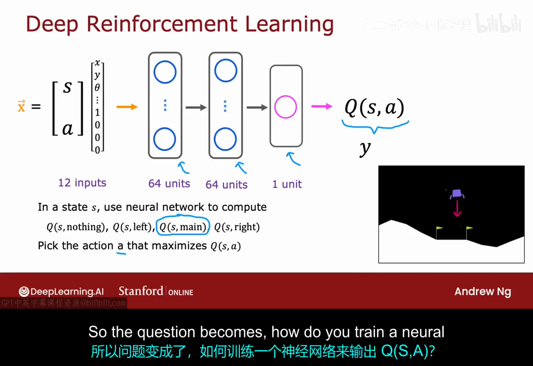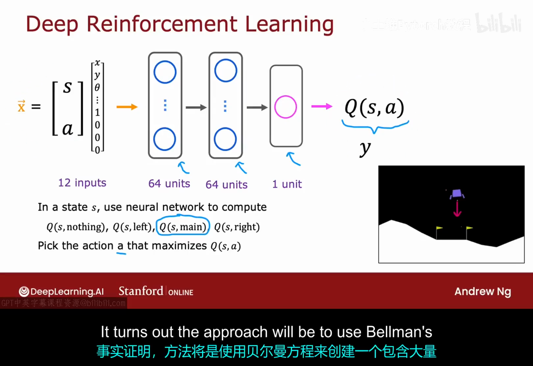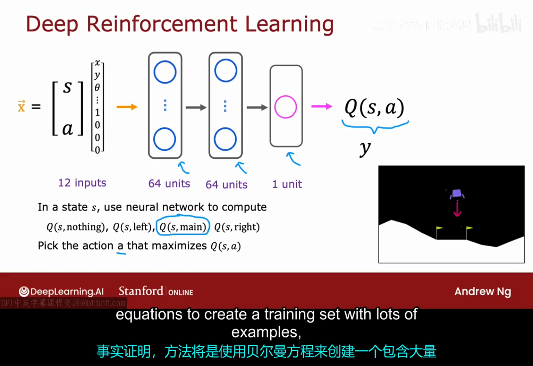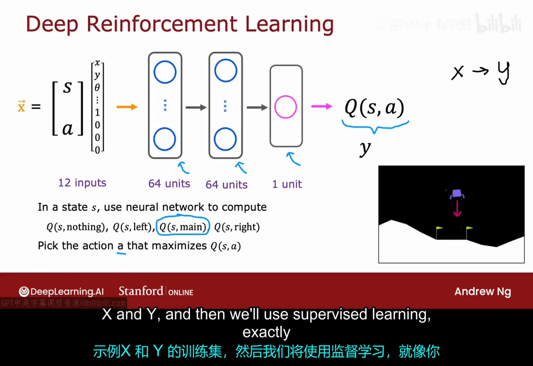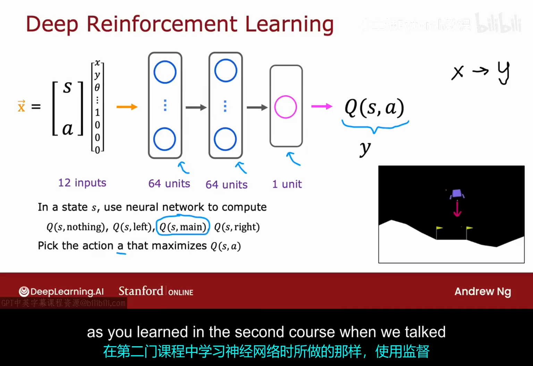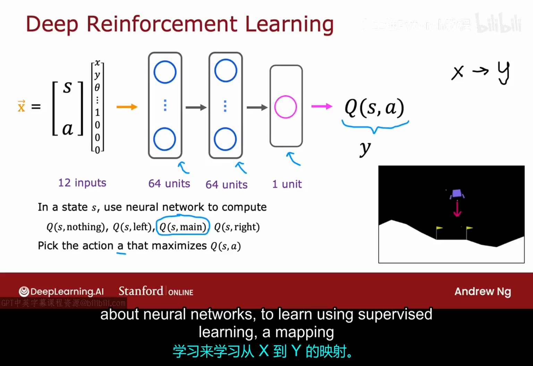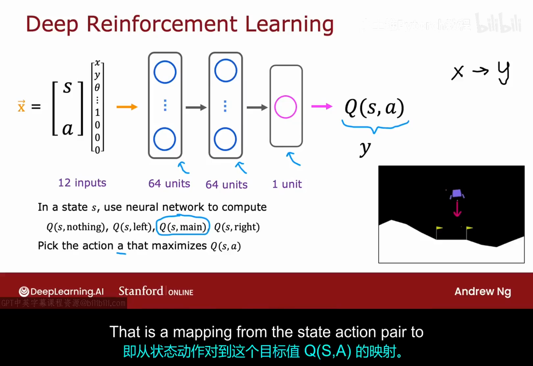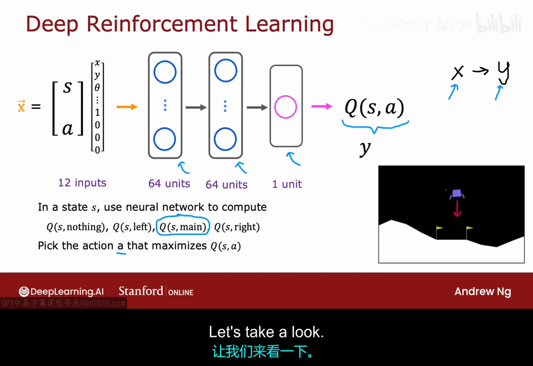So the question becomes, how do you train a neural network to output Q(s,a)? It turns out the approach will be to use Bellman's equations to create a training set with lots of examples x and y, and then we'll use supervised learning, exactly as you learned in the second course when we talked about neural networks, to learn a mapping from x to y. That is a mapping from the state action pair to this target value, Q(s,a). But how do you get a training set with values for x and y that you can then train a neural network on? Let's take a look.